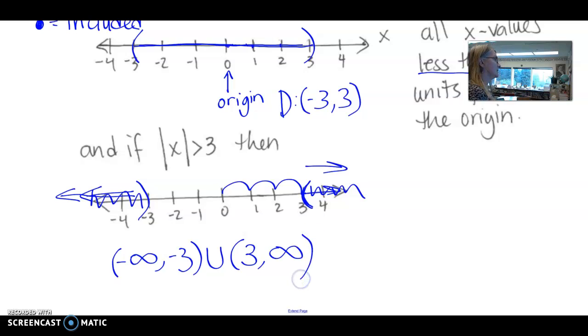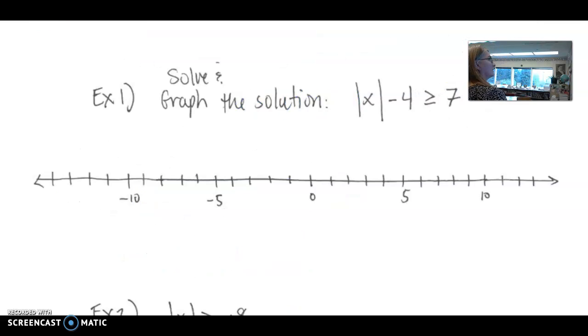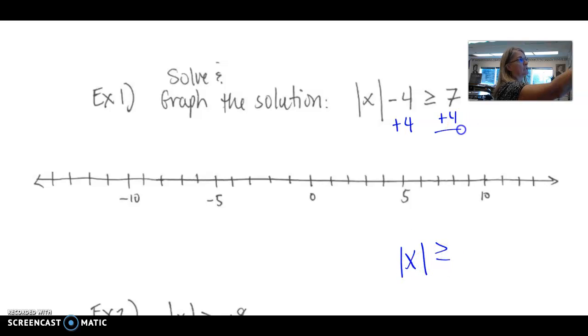Oops, I forgot to end that one. All right, so this is an extra step. We want to first isolate the absolute value piece, and so I'm going to add 4 and add 4, and I'm going to go down here. Absolute value of x is greater than or equal to, the 4 is crossed out, greater than or equal to 11.